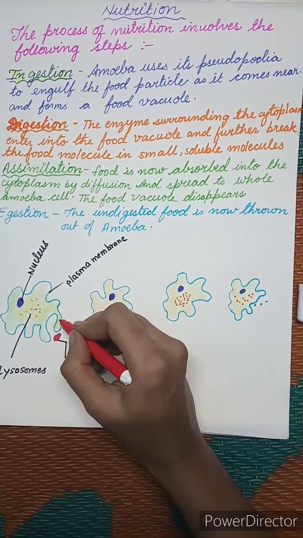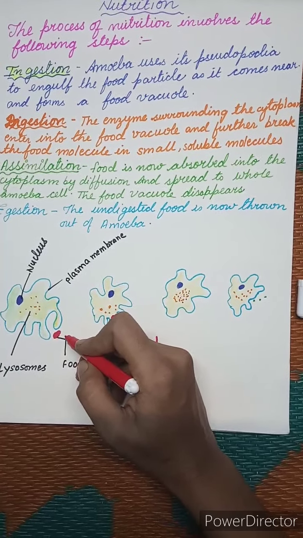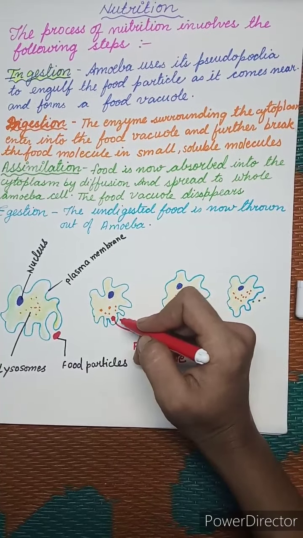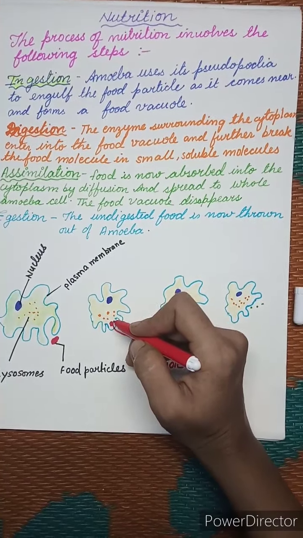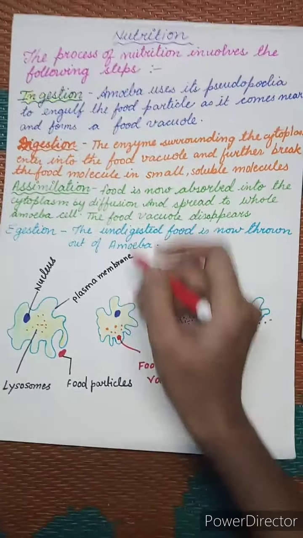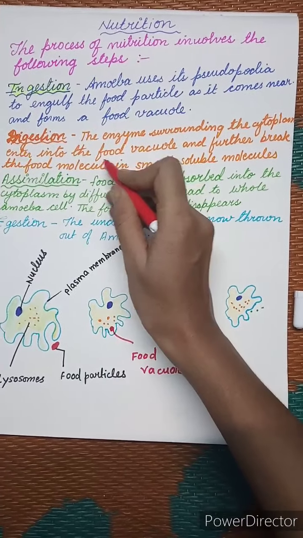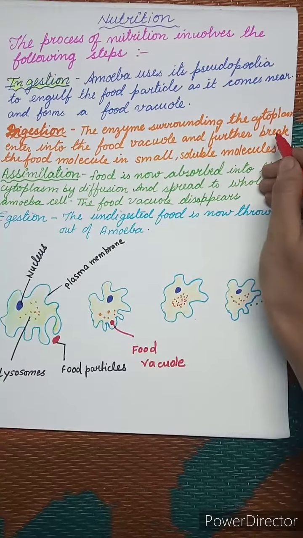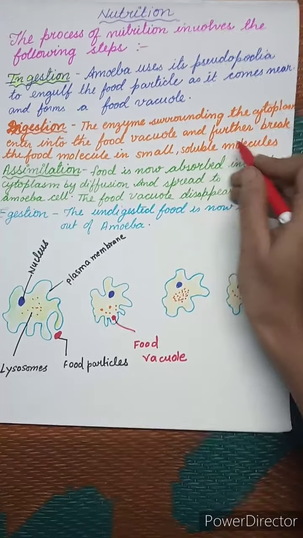So it opens its pseudopodia. Now it will engulf it, means the prey will go inside it. As it goes inside, it forms a food vacuole. That is the process of digestion now. The enzymes from the surrounding cytoplasm enter into the food vacuole and further break the food molecules into small soluble molecules.